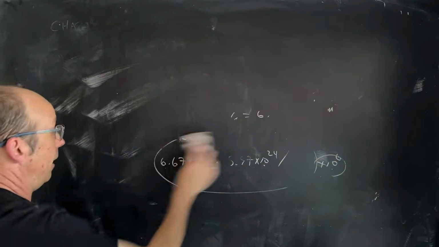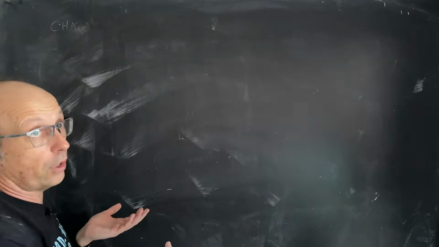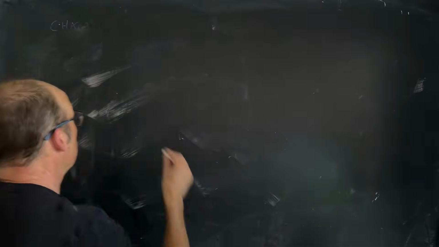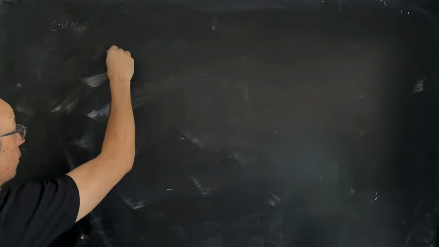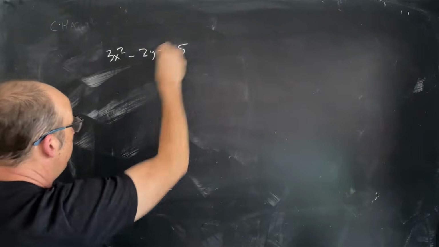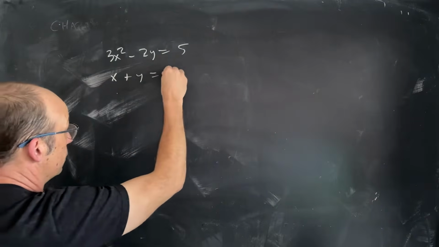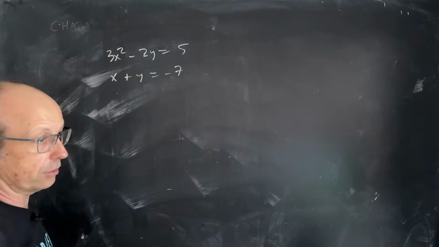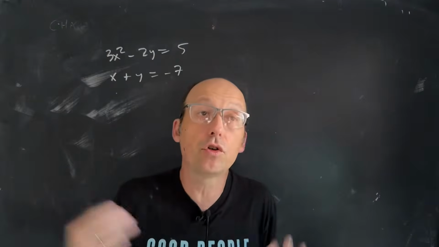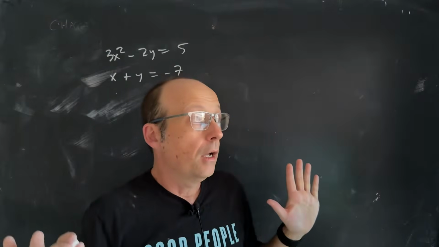Now, in terms of math, I just want to go over a couple of things. One is, how do you solve multiple equations with multiple unknowns? So let's just make up something like this. 3x squared minus 2y equals 5. X plus y equals negative 7. I don't even know if this has a solution. But how do you solve it when you have two variables with two equations? This does come up quite a bit.